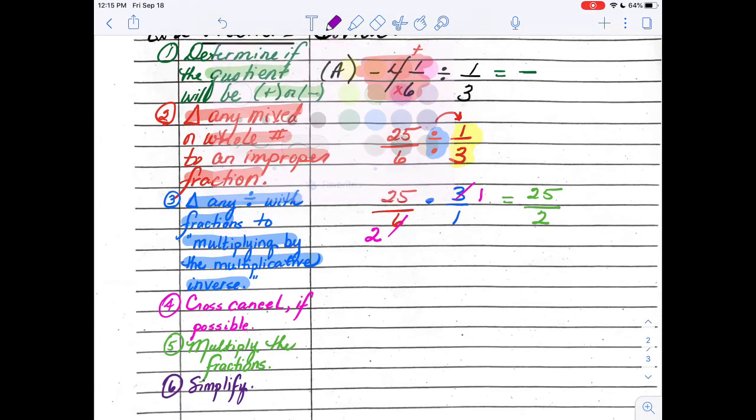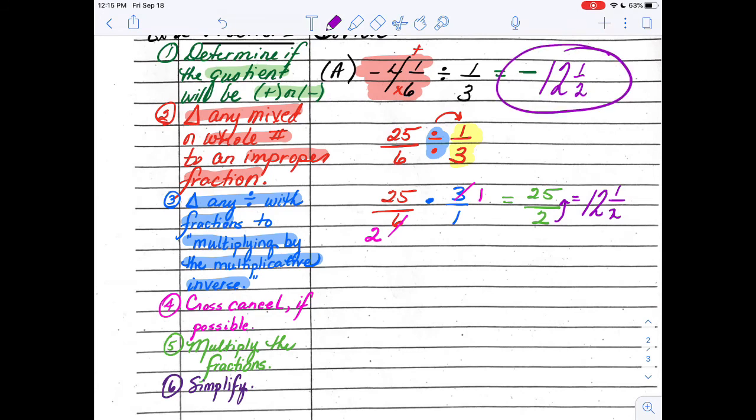And now simplify. I cannot have my top bigger than my denominator. How many times can 2 go into 25? Well, that's 12 times. That's only 24 though. How many's left over? 1, and my denominator stays a 2. So I know when I divide I get 12 and 1/2, but remember up here we already put our negative sign, so our answer is actually negative 12 and 1/2. That is my final answer.